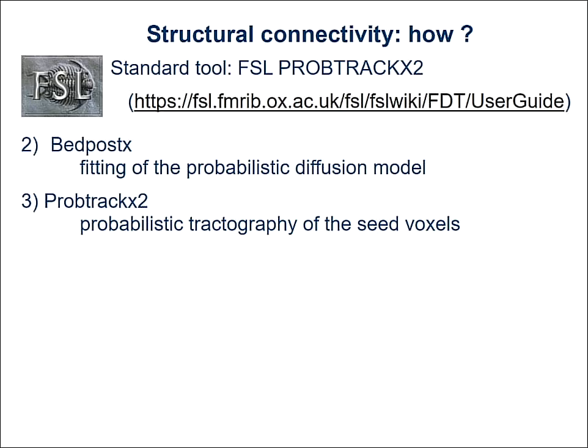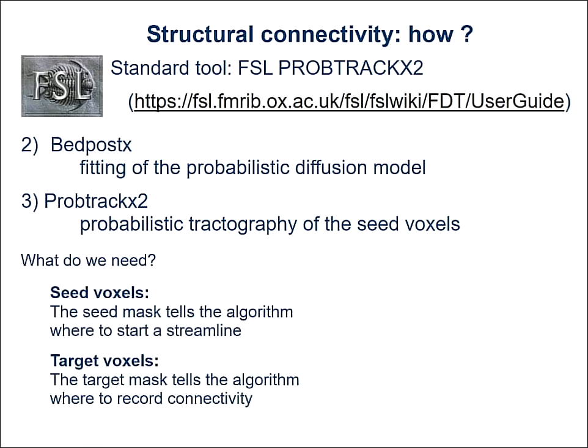ProbTrack for probabilistic tractography, X for crossing fibers, and 2 because this is the latest version, I think. This will give us the probabilistic tractography of your seed voxels. This is really straightforward. You can follow the parameters that are suggested on the FSL website. The only things you need to input are a seed mask and your target voxels. The seed mask tells the algorithm where to start a streamline, and the target mask tells the algorithm where to record connectivity.